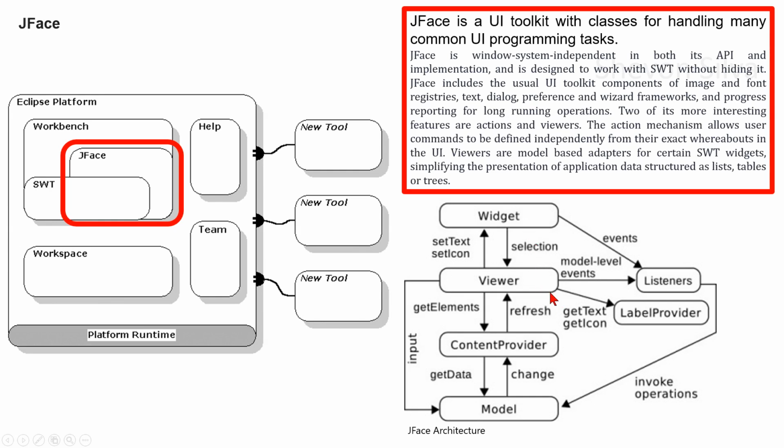A table viewer targets tables. A combo viewer targets a combo box, and so on. Viewers use the widget-specific methods for displaying data and listen for widget-specific events.